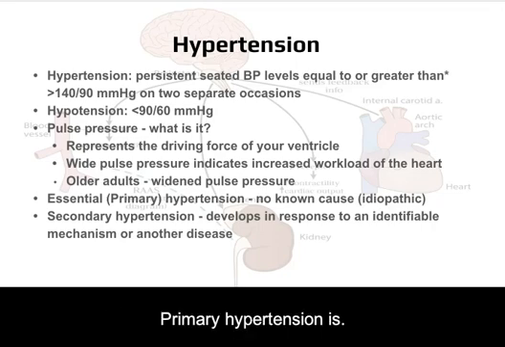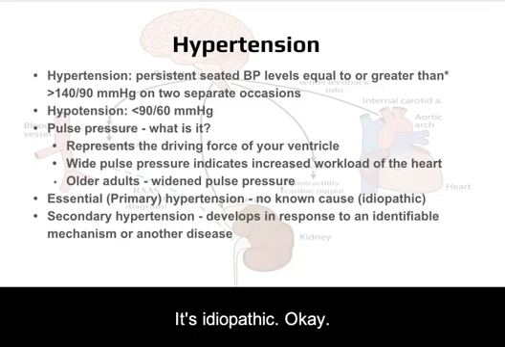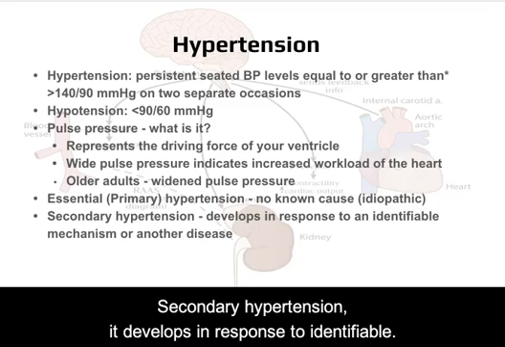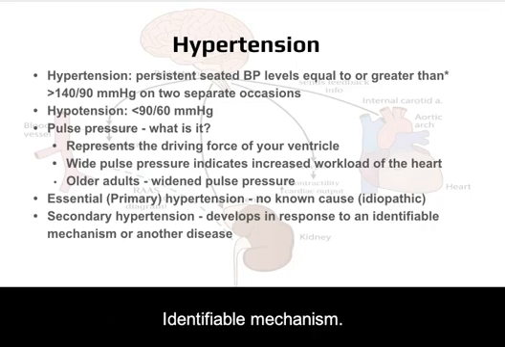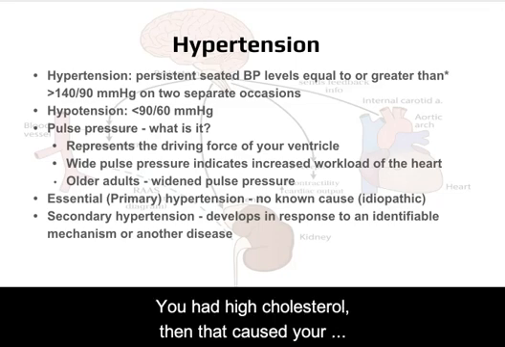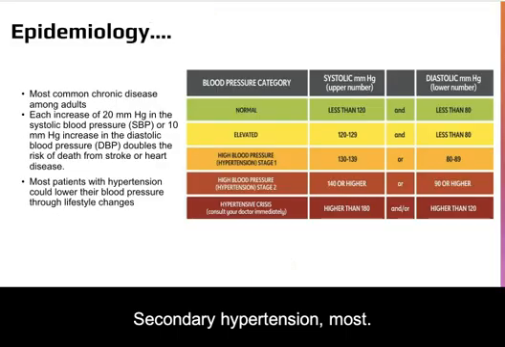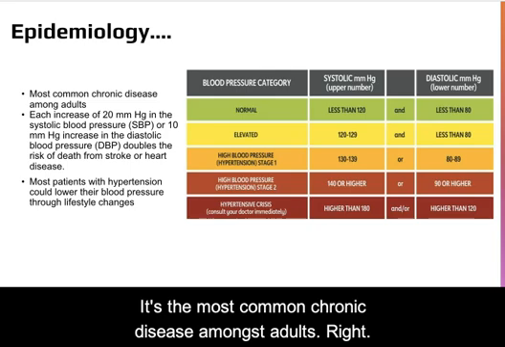So essential primary hypertension is elevated blood pressure with no known cause. It's idiopathic. Okay. Secondary hypertension develops in response to an identifiable mechanism or another disease. For example, maybe you had hyperlipidemia, high cholesterol, and that caused your hypertension, right? Secondary hypertension. It's the most common chronic disease amongst adults, right?